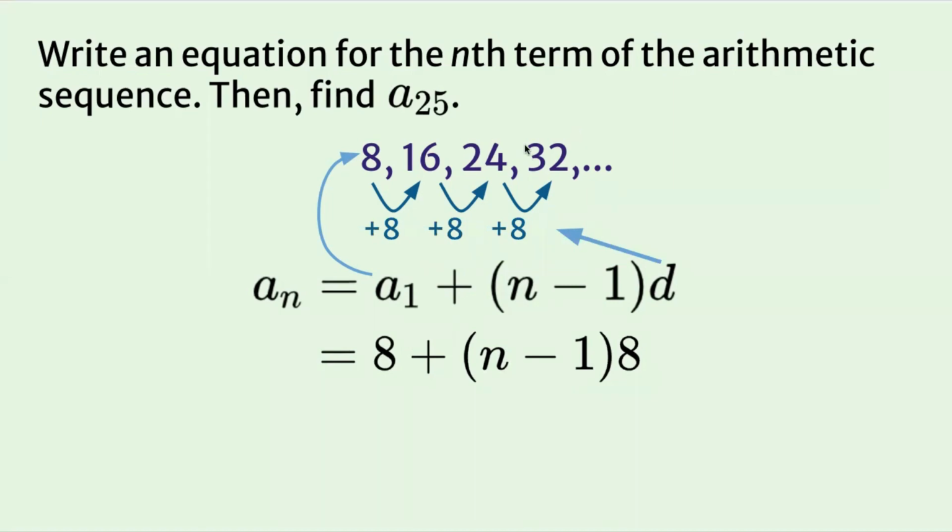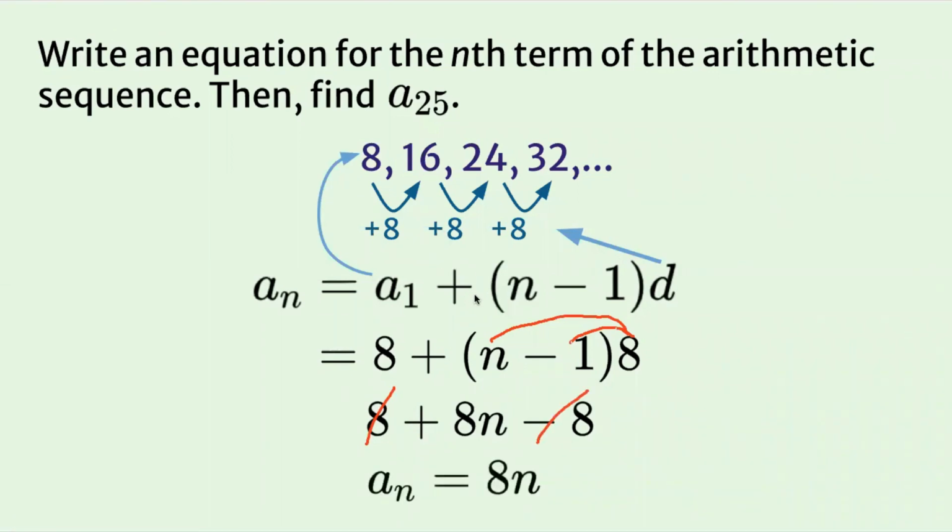First thing you want to do is get rid of your parentheses, so distribute the 8 into your n minus 1. That will give you 8 plus 8n minus 8. And then you can go ahead and simplify further, so 8 minus 8 actually cancels out, and that would just give you a sub n equals 8n. And so that would be your equation for the nth term of the arithmetic sequence.